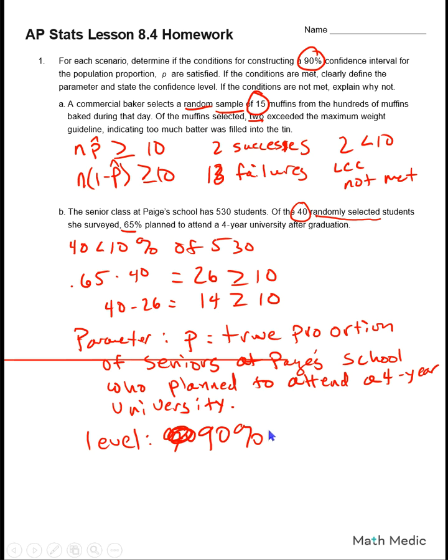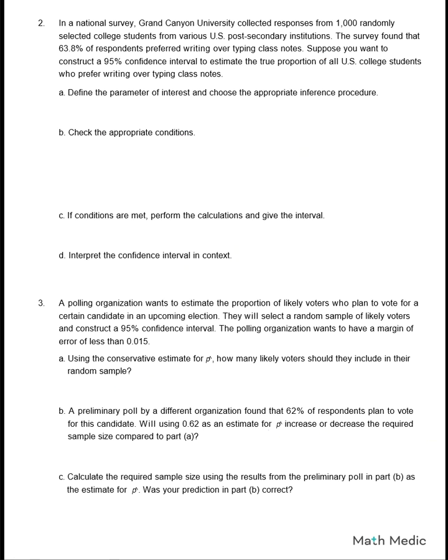All right, we're on the next one. In a national survey, Grand Canyon University collected responses from 1,000 randomly selected college students from various U.S. secondary institutions. They found that 63.8% of respondents preferred writing over typing class notes. Suppose you want to construct a 95% confidence interval to estimate the true proportion of all U.S. college students who prefer writing over typing class notes. Define the parameter of interest and choose the appropriate inference procedure.